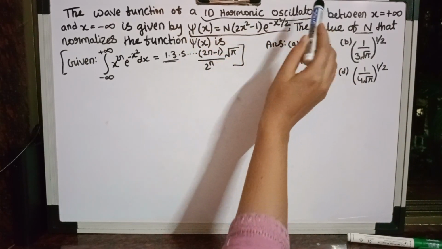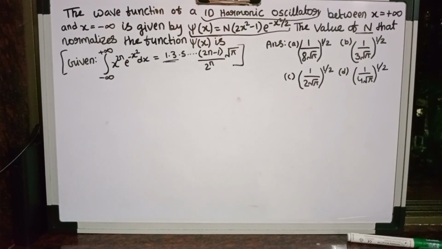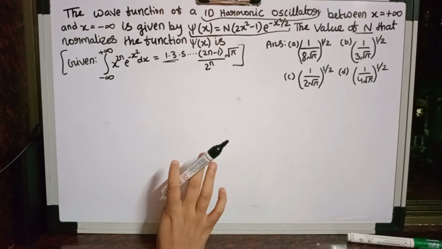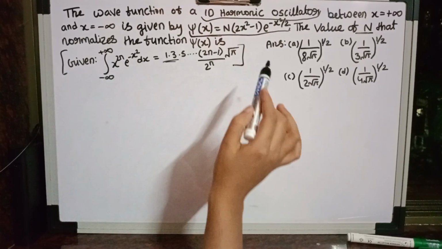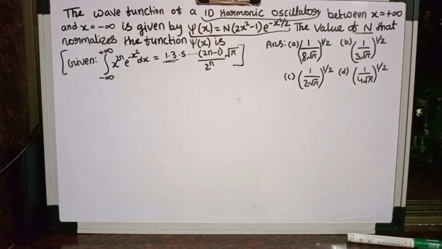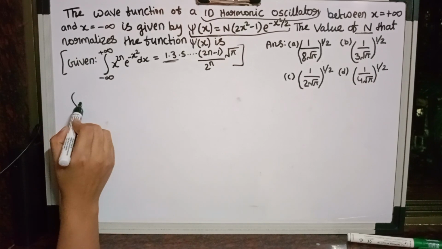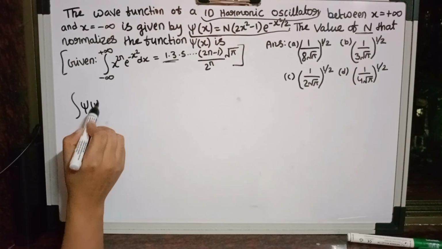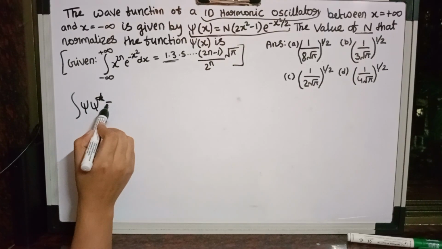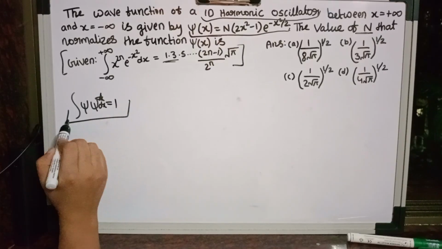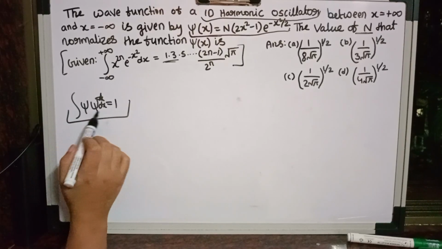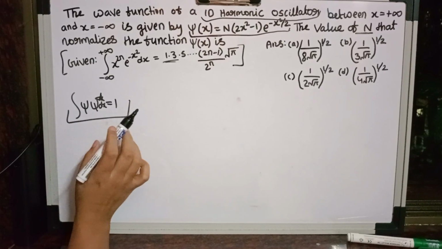So this is a 1D harmonic oscillator. Do not panic, because we do not need to remember any big formula for solving this. We just need to know what the normalization condition is. So this is how we write the normalization condition for the given wave function: the integral of psi into psi star dx is equal to 1. To this we are going to substitute the values of our psi, and after that we can very easily solve for the value of N.